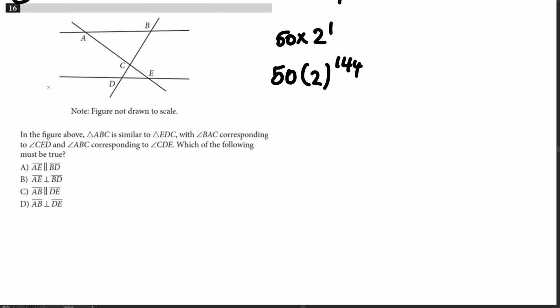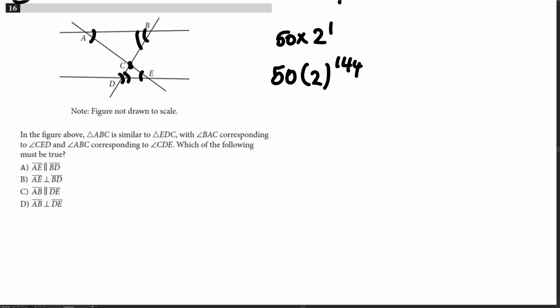In the figure above, triangle ABC is similar to EDC, with BAC corresponding to CED and ABC corresponding to CDE. Which of the following must be true? So here, we already know that these are vertical angles, and BAC corresponds to CED, so we have this one right here, and CDE, and CBA. Alright, so now we know that these two angles are going to be equal to each other.